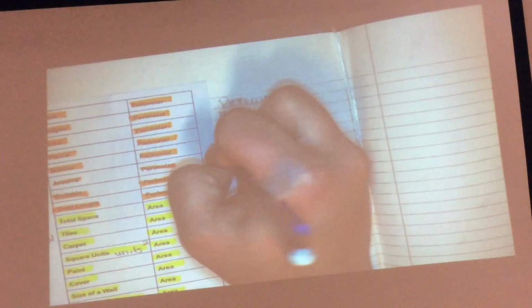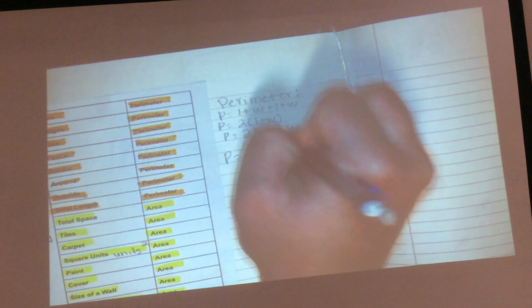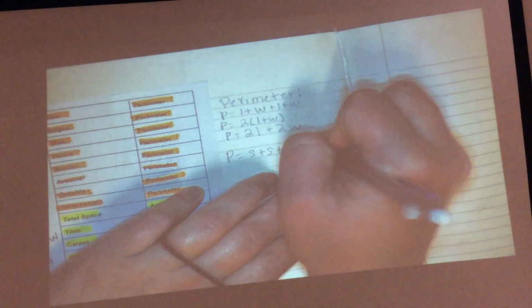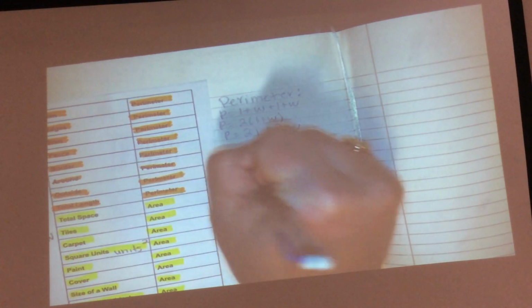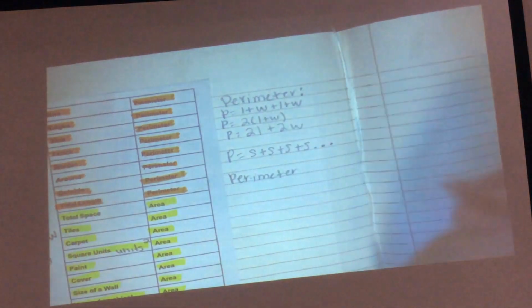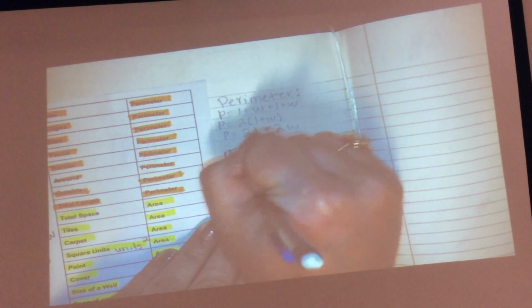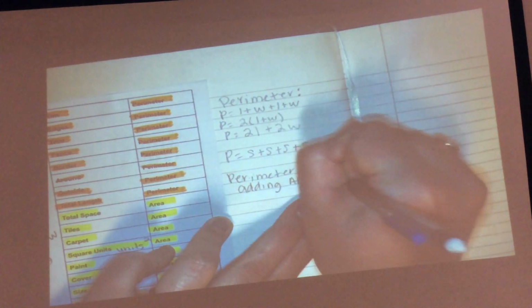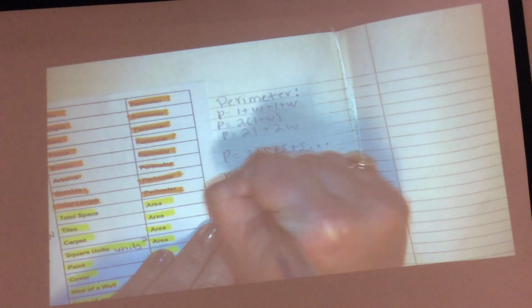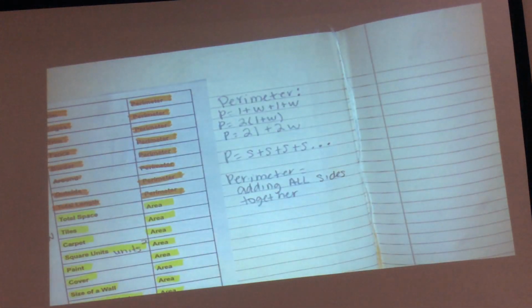So I'm also going to say P equals side plus side plus side plus side, dot dot dot. So we're going to say perimeter equals length plus width, adding all sides together. Perimeter: adding all sides together.